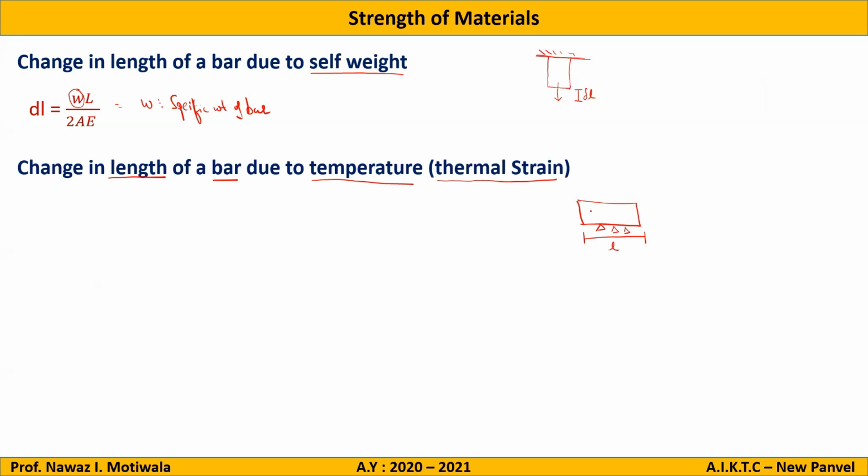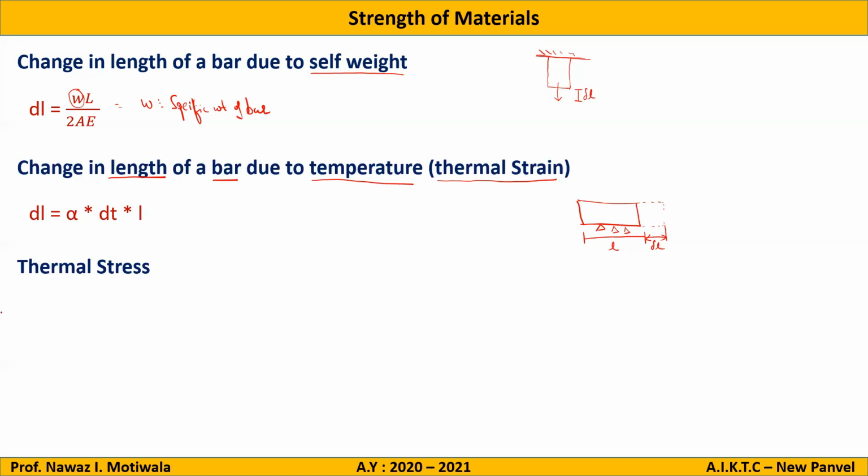Now, as we all know, because of the tendency of the material, it expands under high temperature. So when the temperature is increased, it tries to expand, and the change in length will be delta L. It is given by alpha multiplied by delta T multiplied by L, where alpha is the coefficient of thermal expansion. It varies from material to material. Delta T is the change in temperature, and L is the original length of the bar.